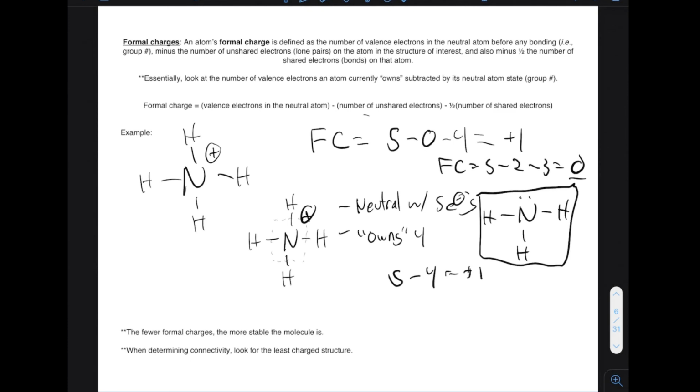And again, I would encourage you to take a look back at your Gen Chem 1 notes, just to make sure you understand formal charges, and whether you want to use a formal charge formula or the more casual approach like I did, where you're just looking at the neutral atom subtracted by how many electrons it quote unquote owns. That's fine too, whichever way works.